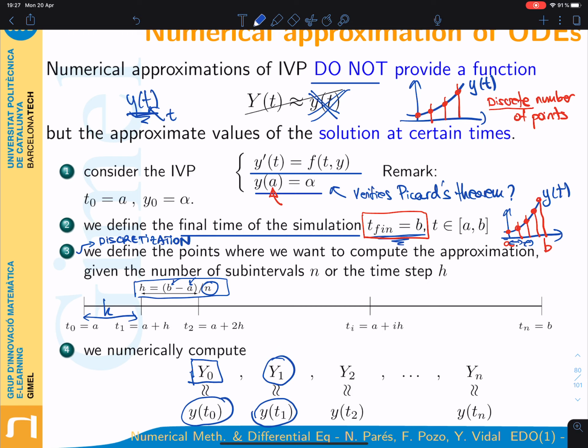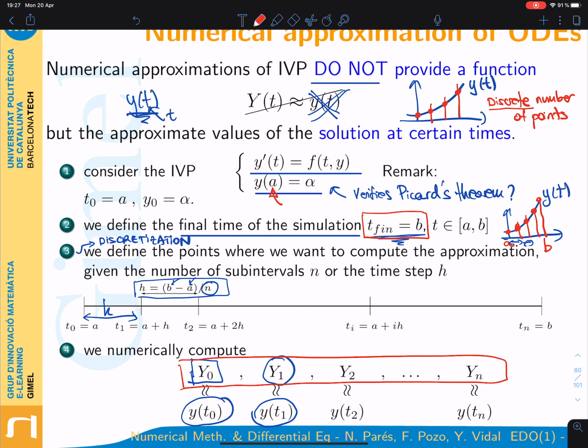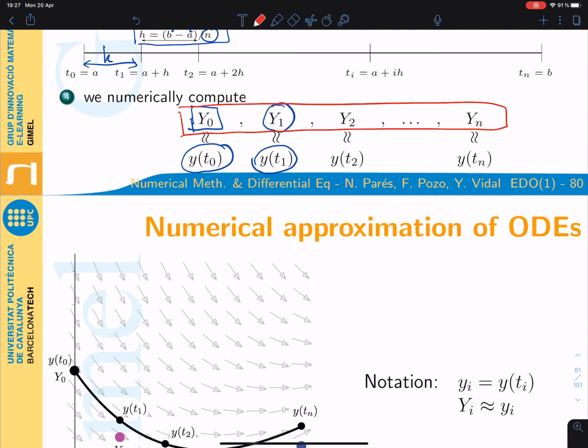So the numerical approximations are these values that we are computing here, but they are not a function. They are just a bunch of numbers. They are these values I was trying to plot here, okay? Of course, they will be an approximation. Here I'm just plotting them over the exact solution. It's not going to be that nice, but we will see now.